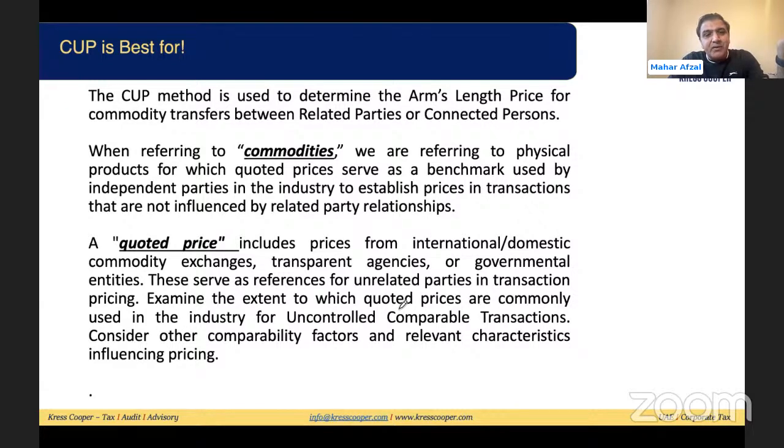For physical products for which quoted prices, such as benchmarks used by independent parties, are usually available in the market, we can take the quoted price as the transfer price. If the quoted price is not available, then we need to look at the CUP. Principally we go for the external CUP; if the external CUP is not available, then we go for the internal CUP. If the price is the same as I mentioned earlier, then this is fine. If the price is different, then we need to make an adjustment based on the circumstances.